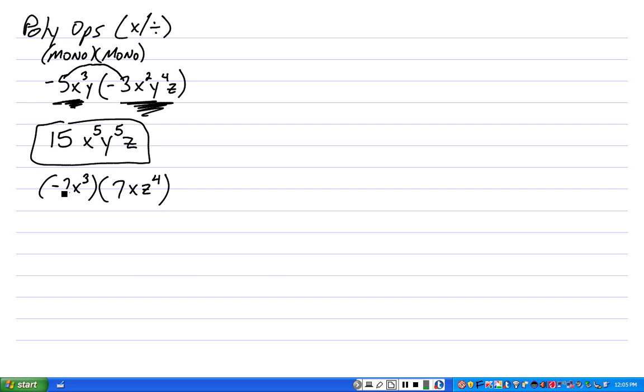So this negative 2 times the 7 gives you a negative 14. Now you write your variables. You have an x, and you have an x and a z. So all the variables present are x and z. And then you count how many x's by adding the exponent. So that's x to the third, and this is like saying x to the first. So that 3 plus that 1 is x to the 4, and that z is to the 4th. Alright, so there's your answer.